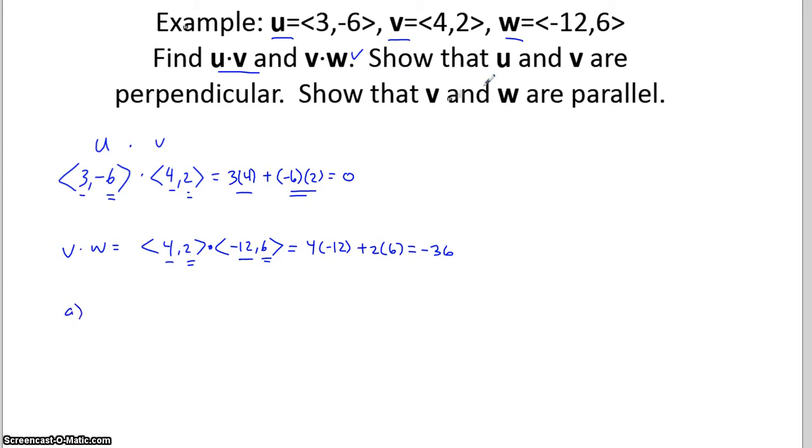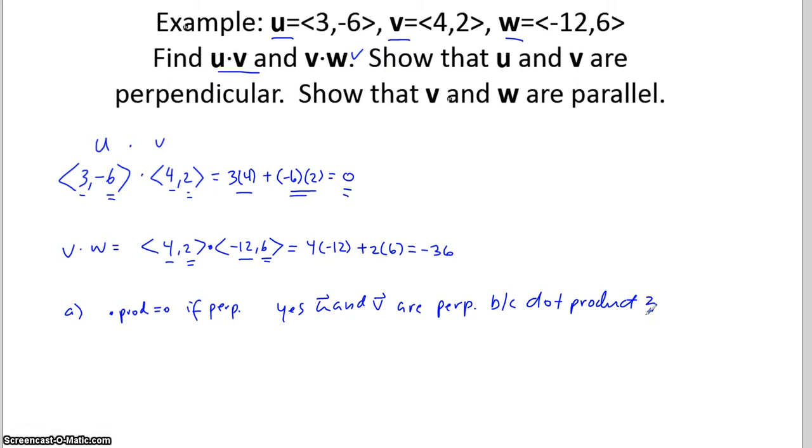Next, we want to show that u and v are perpendicular. Remember, the test for perpendicular is that the dot product equals 0. We've already done the work here, so the dot product of u and v is 0. So yes, u and v are perpendicular because the dot product is 0.